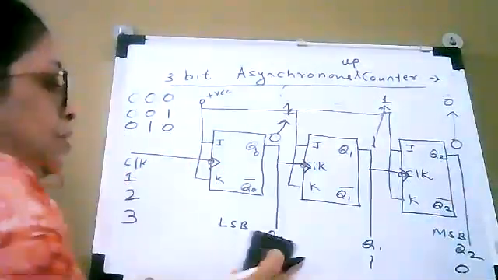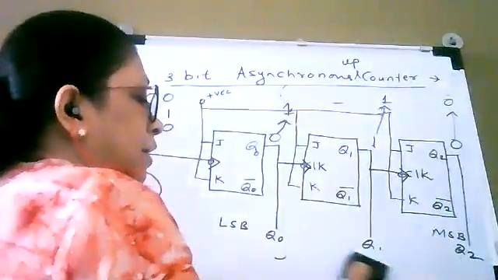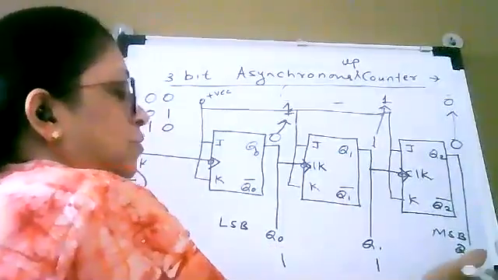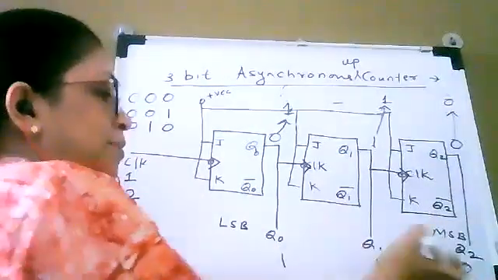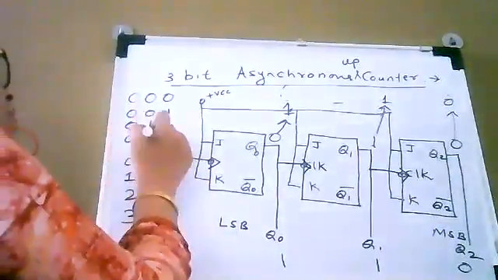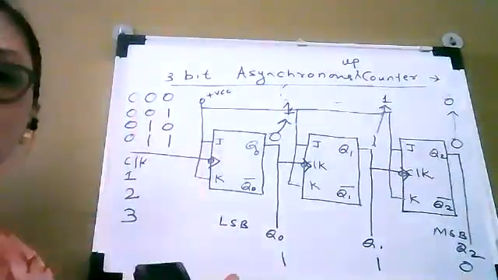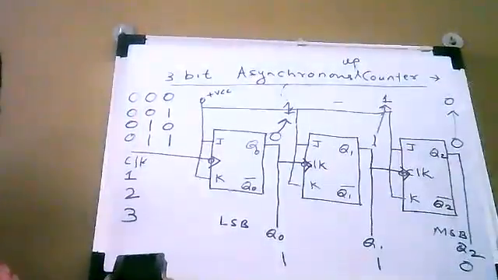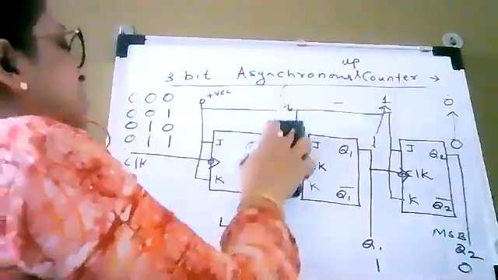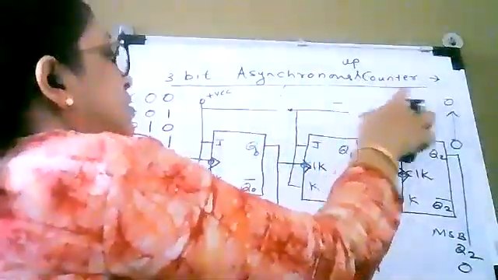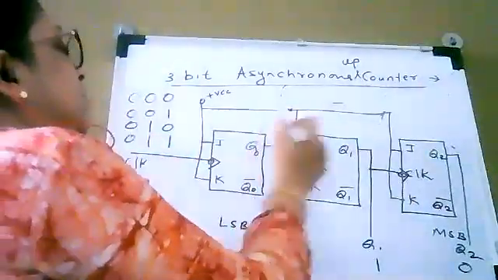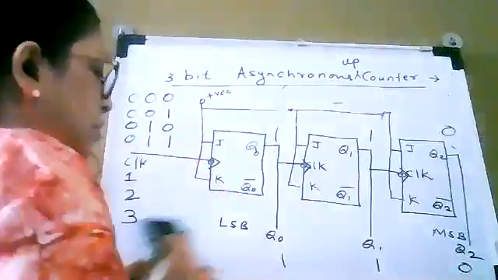So the next count that we are getting here is like this. So we have to read from MSB to LSB. It will be 0, 1, 1. So the next count our counter has counted is 0, 1, 1, which is decimal 3. Okay. Now your flip-flop is in the third state, as you can see. So it is 1, 1, and 0.